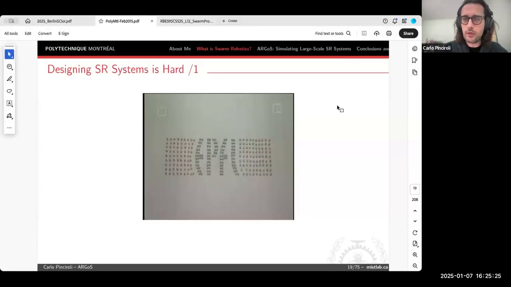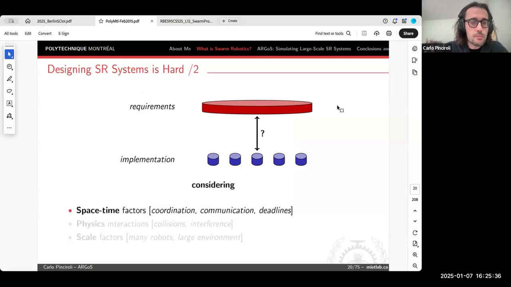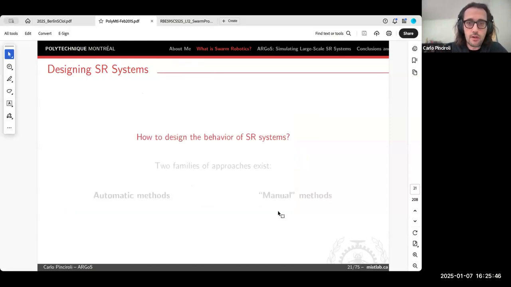All right, so this is again to build some intuition about, or at least my way of looking at swarms. So in general, what we know is the requirements that we have at the high level, but we have to consider that the implementation is unknown. And we have to consider space-time factors like coordination, communication, and deadlines. We have to consider physical interactions like collision and interference. We have to consider scale factors like the fact that we have lots of robots and environments that are very large.